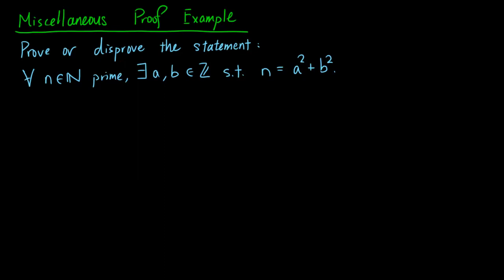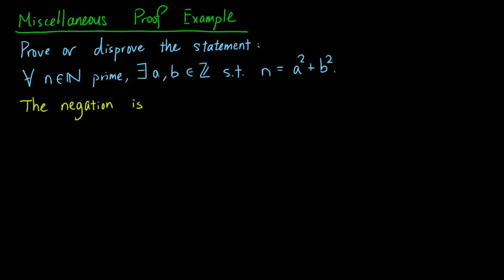In this example, we try to prove or disprove a statement using the techniques that we have learnt. Consider the statement: for all natural numbers n which is prime, there exist integers a and b such that n equals a squared plus b squared. It means that for any prime number n, I can always write n as the sum of two squares. This seems too strong of a statement to be true.